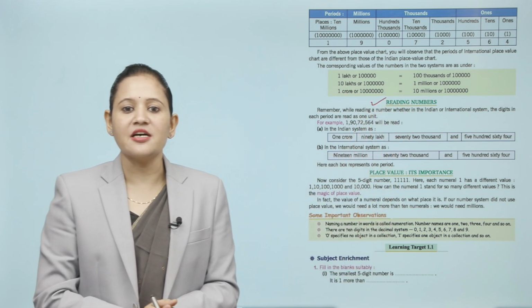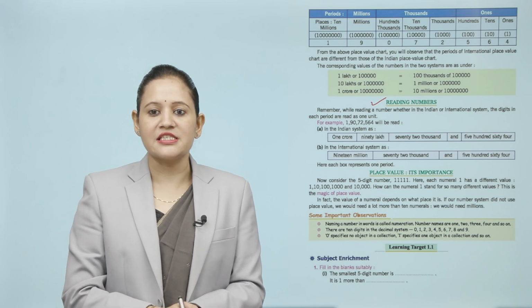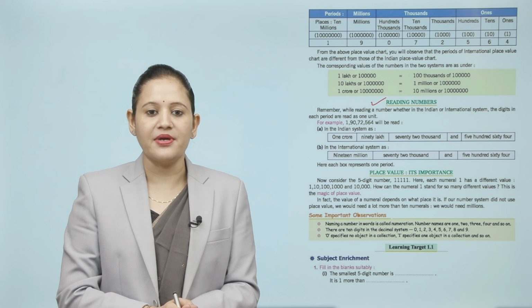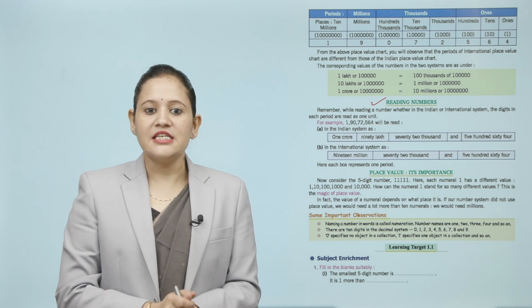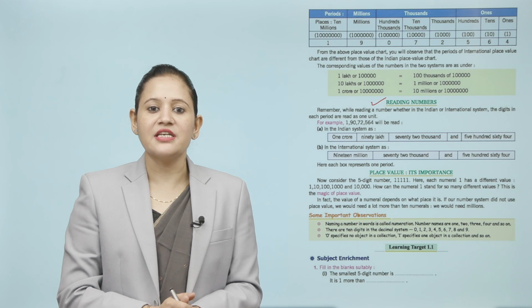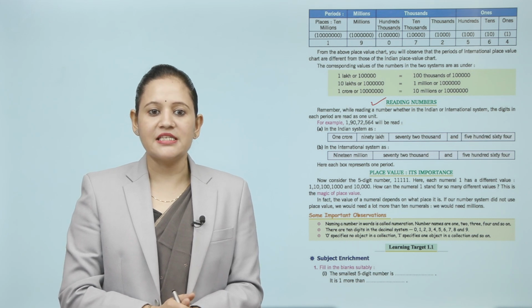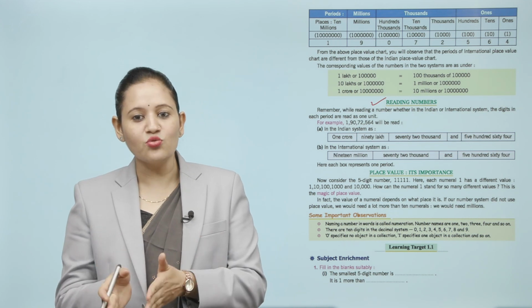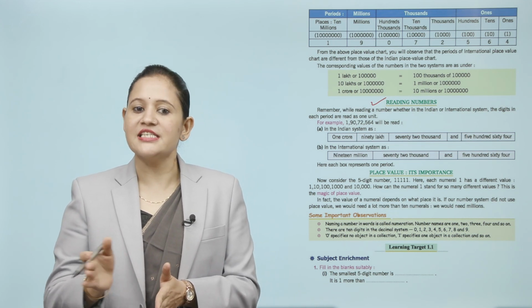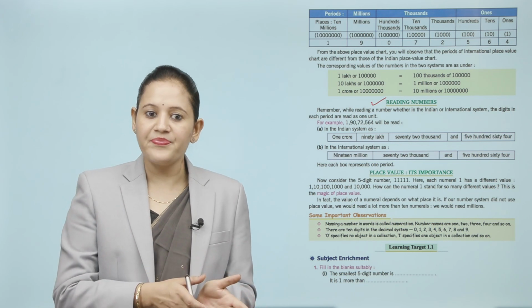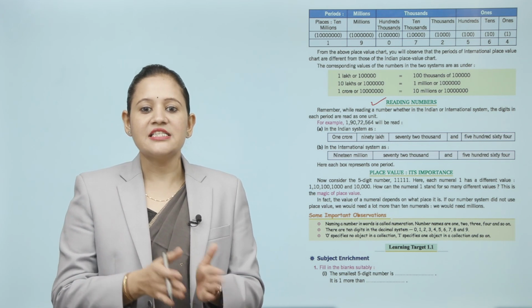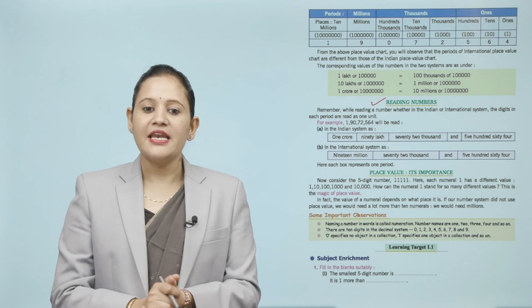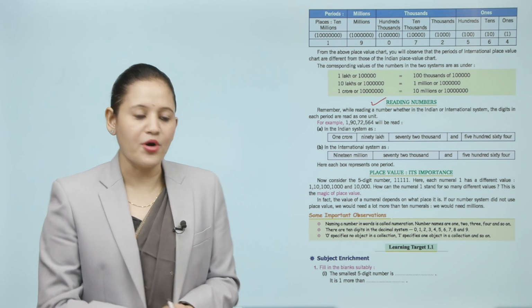Remember, while reading a number, whether in the Indian or international system, the digits in each period are read as one unit. For example, 1 crore 90 lakh 72,564 will be read as, in the Indian system, 1 crore 90 lakh 72,564. International system, that is 19,72,564. Clear?